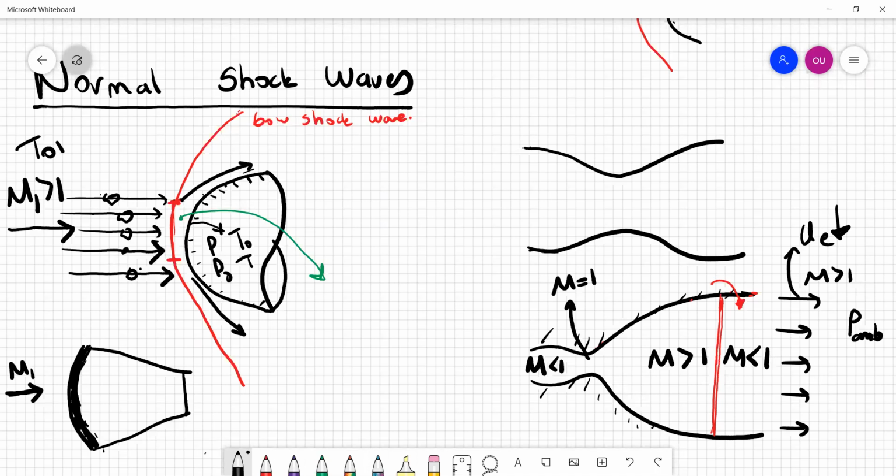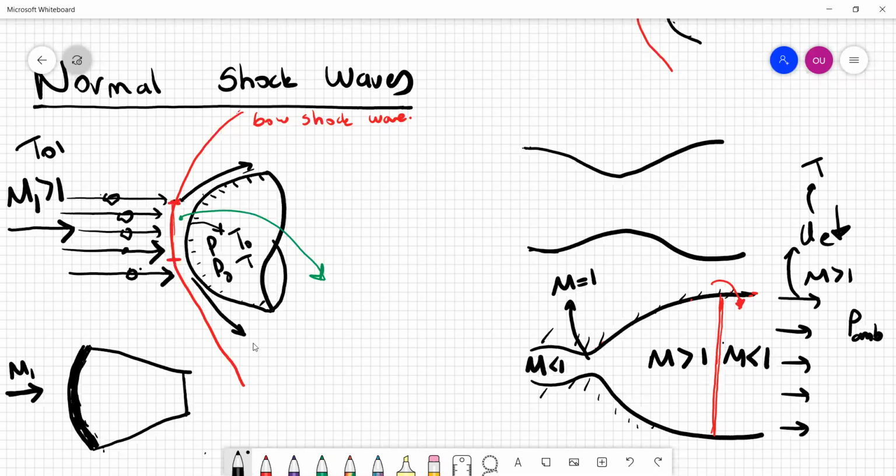Exit velocity is the most important parameter that determines the thrust generated by a jet propulsion device. So therefore, if there's a sudden reduction in your exit velocity because of the shock wave, there will be a sudden reduction in the thrust level. Not the best situation that you might want to imagine while you are flying.